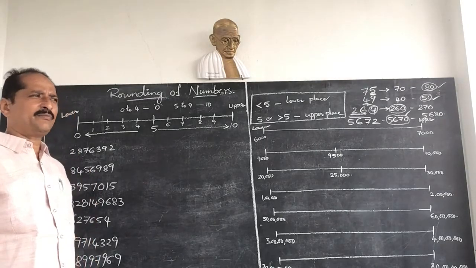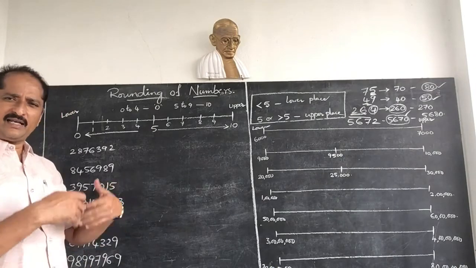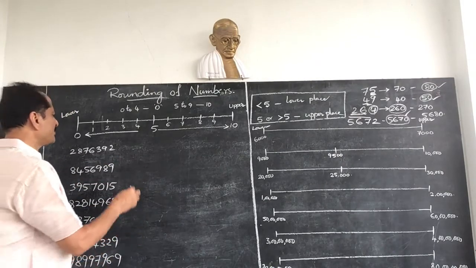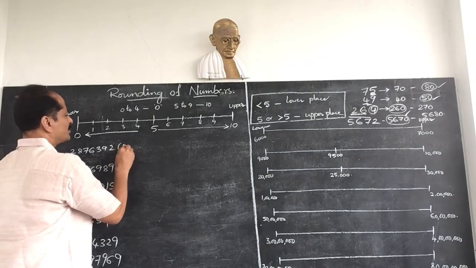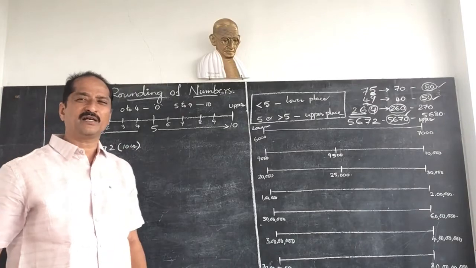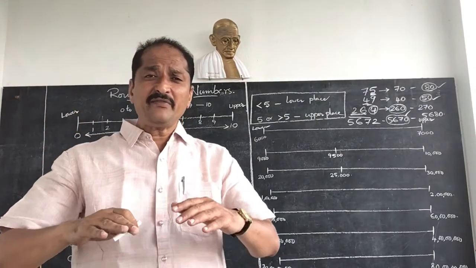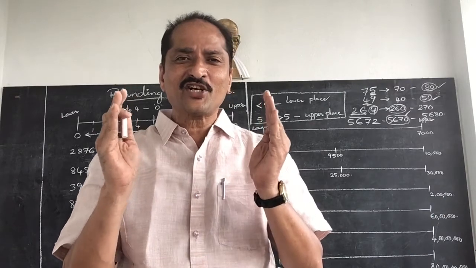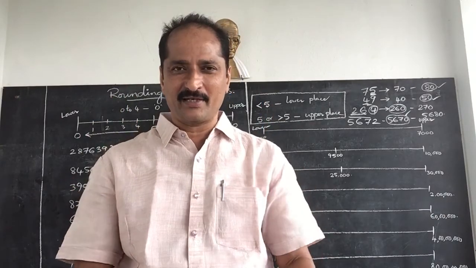Now round off this number to the required place. For example, round off this number to 10 crores. Observe, this number is in between which two 10 crores? No need now. This is the shortest way of rounding off numbers.